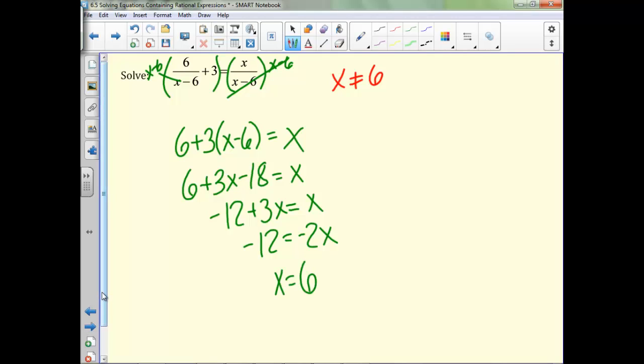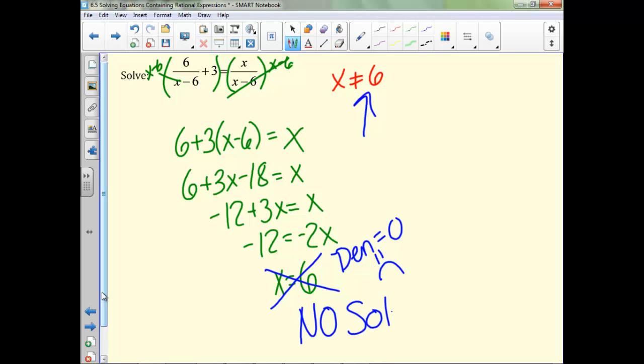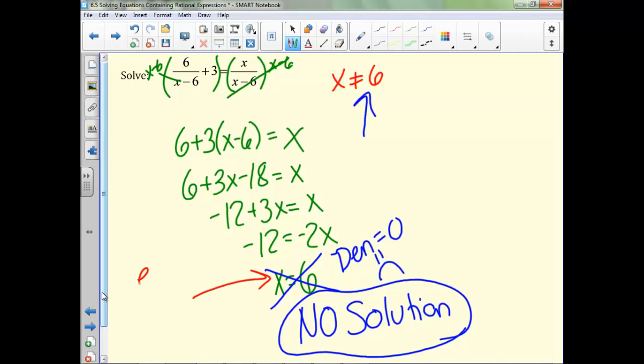Let's check it. Now notice though we said x cannot be 6. So that means this won't work, because if we did use that, our denominator would be 0, which we can't have, which means our answer is actually no solution. And just for vocab, this would be considered an extraneous solution.